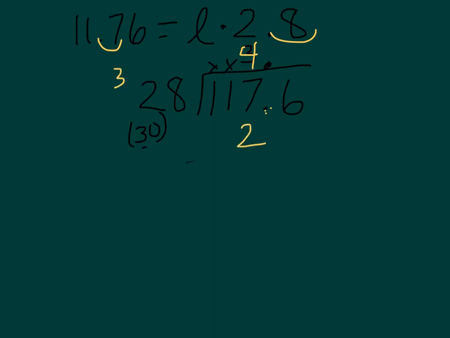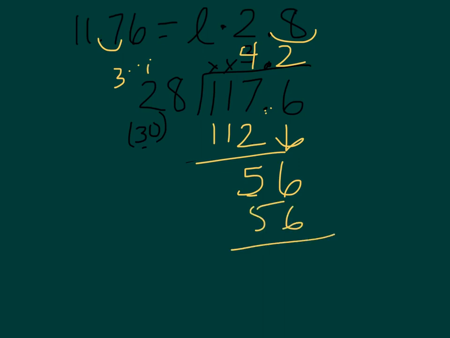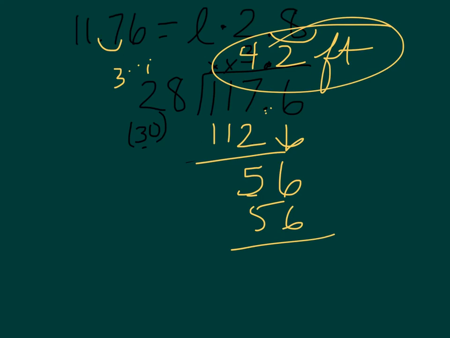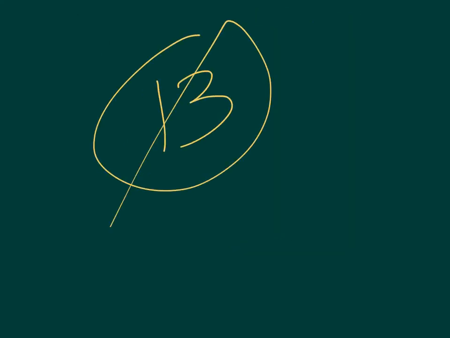4 times 2 is 8, 9, 10, 11. I subtract, I get 5. I'm going to bring down my 6. 3 goes into 56. I'm going to say 2 because it's really close to 6. And if I look, I have 16 and I get 56. So the length, or my height of my windows is 4.2 feet. In number 13, we haven't done those conversions yet, so you can skip it.